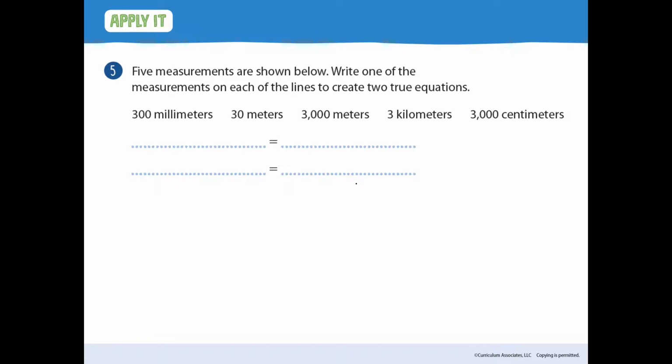Okay, number 5. 5 measurements are shown below. Write one of the measurements on each of the lines to create 2 true equations. The measurements are 300 millimeters, 30 meters, 3,000 meters, 3 kilometers, or 3,000 centimeters. Okay, pause and fill them in, and then press play to check your work. So the first one that I'm going to use is 3 kilometers. I'm just going to abbreviate km for kilometers. And 3 kilometers is the same as 3,000 meters.